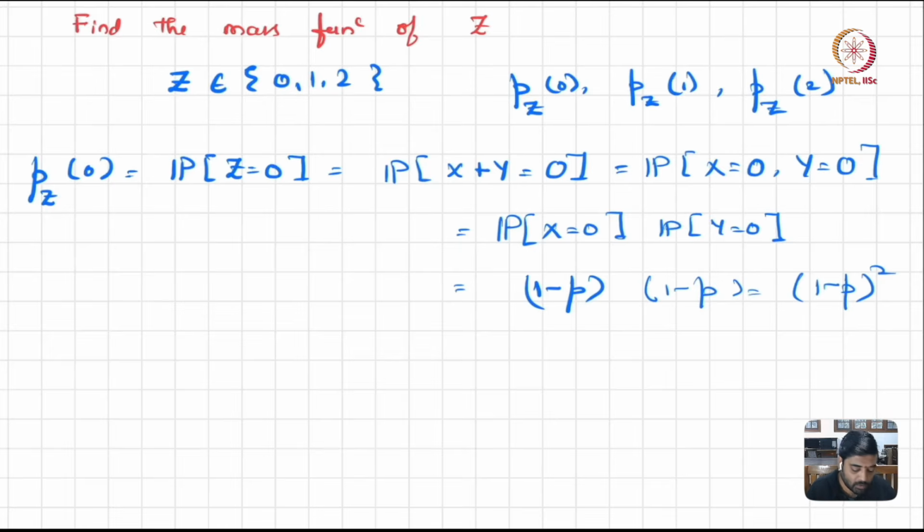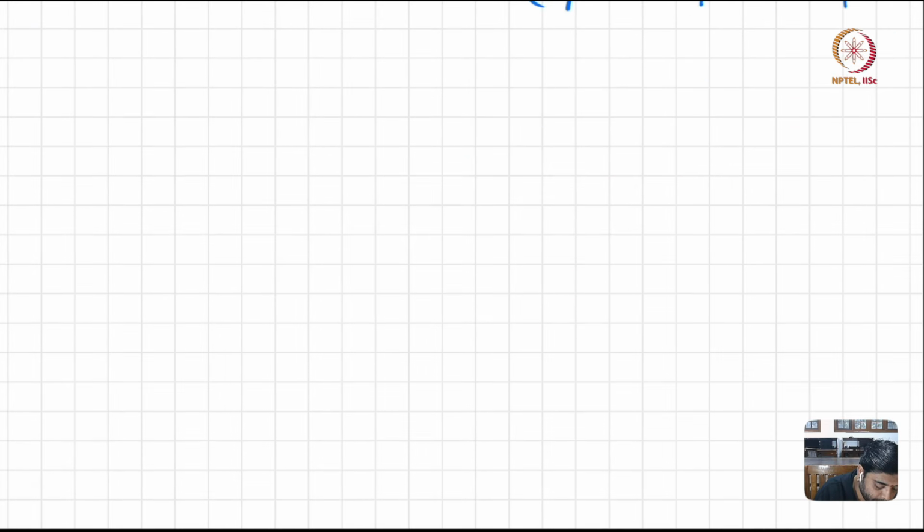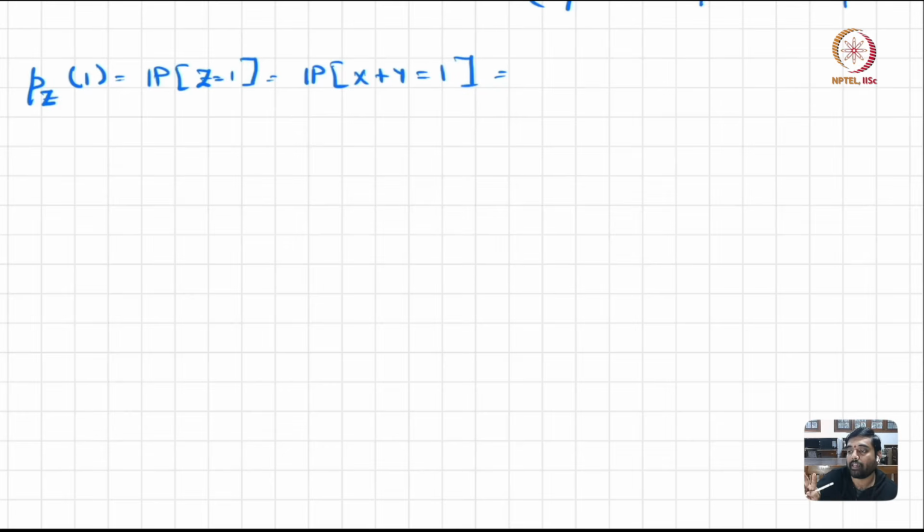Okay. So now the next is the mass at value 1. Now this is the probability that Z equals 1. This is the probability that X plus Y takes the value 1. See, X plus Y can take the value 1 in two different ways, and those two events are disjoint. The two options are X is equal to 0, Y is equal to 1, and X is equal to 1, Y is equal to 0. See, these two events are disjoint.